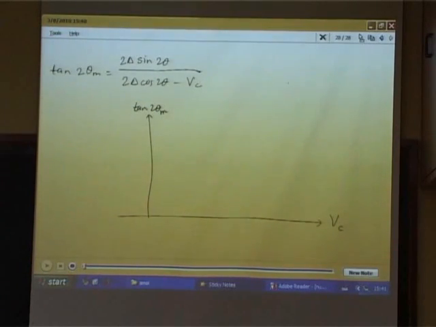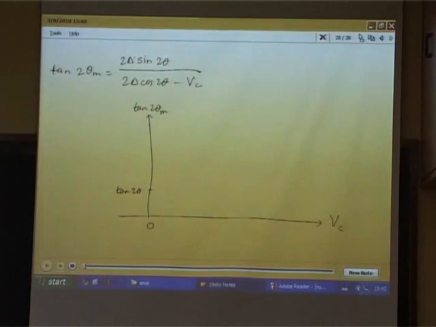So at VC equal to 0, this is simply equal to tan 2 theta. This is vacuum. This is 0. Now what will happen? Let's say theta is positive, some small number. When VC increases, the denominator will decrease, and the numerator will increase.